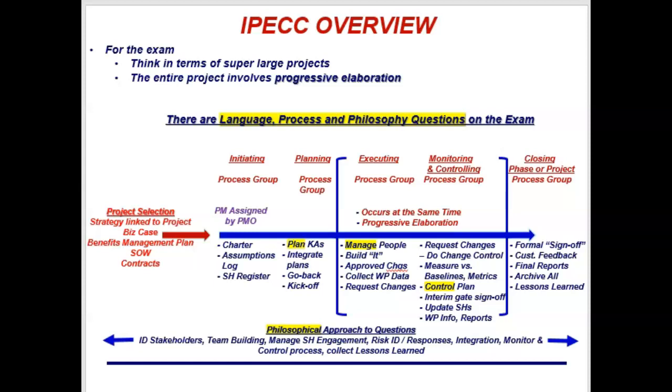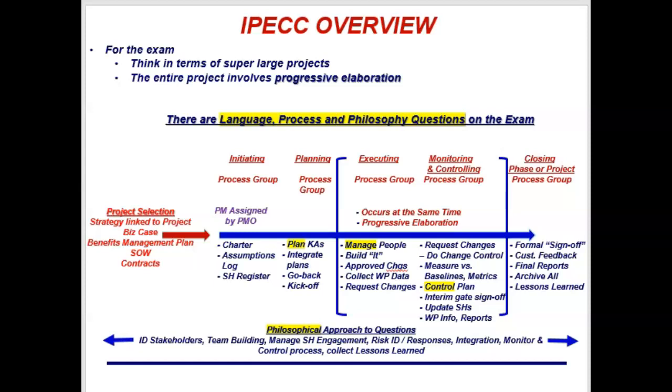Now, we will detail our plan in predictive, but we also use the term progressive elaboration, where we progressively elaborate or detail as things become known to us, right? Now, for the exam, realize that the exam could address language, so you need to memorize the language. Then you need to understand the processes and also grasp the philosophy of project management.